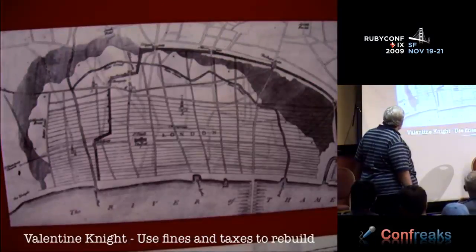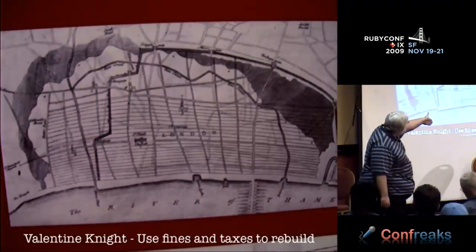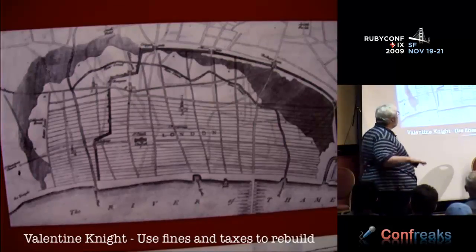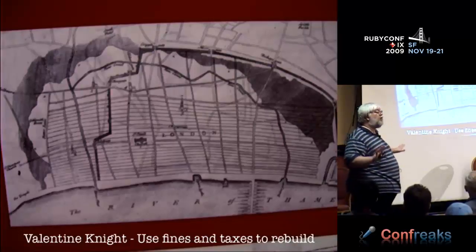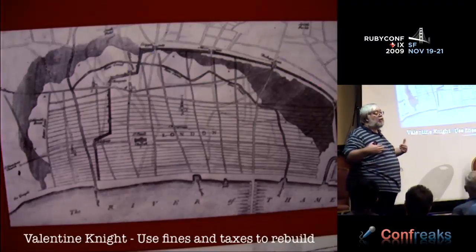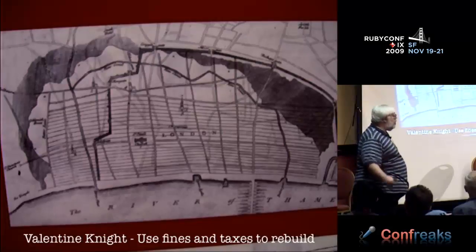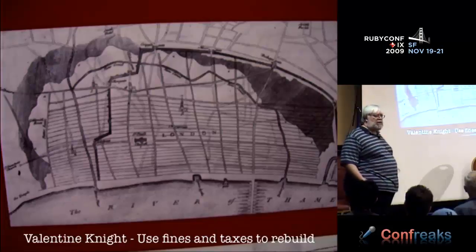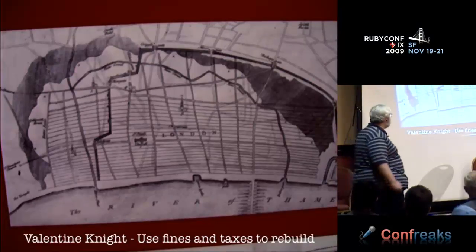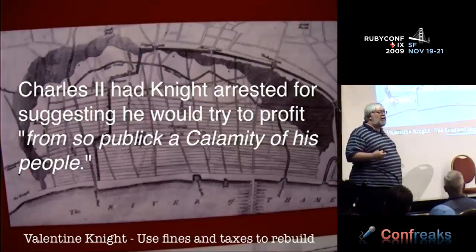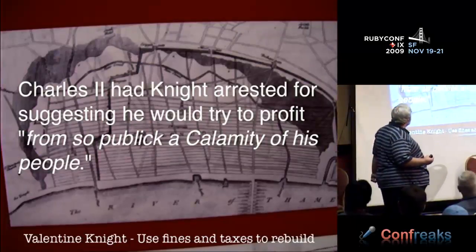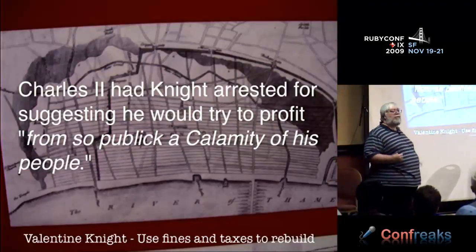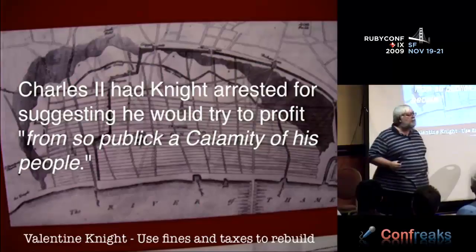Here's one by Valentine Knight. He had 7 or 8 north-south roads with lots of little tiny lanes running east and west, so he could get a lot of houses built in, because he was very concerned about the people being able to provide housing for all the people who lost their homes. However, he made the suggestion that they should use fines and taxes to raise the money to rebuild London. Charles II, the king at the time, had Knight arrested for suggesting that he would try to profit from so public a calamity of his people. Where are those kinds of politicians today?